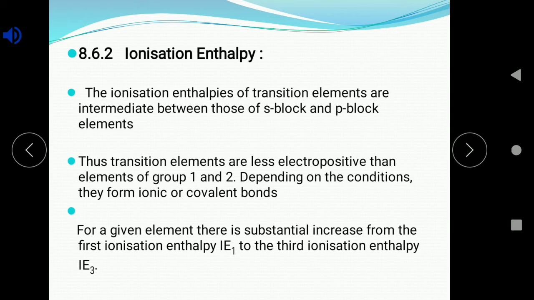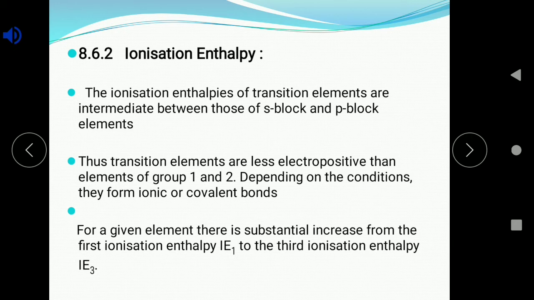Now, we have seen that these elements show variable oxidation states. That means the energy required to remove first electron is I1 and energy required to remove third electron is I3. There is substantial increase. Why? Because these are metals, hence their values are lesser, but not as low as S block. They're intermediate, we call. But to remove electron from the neutral metal atom is first ionization enthalpy.